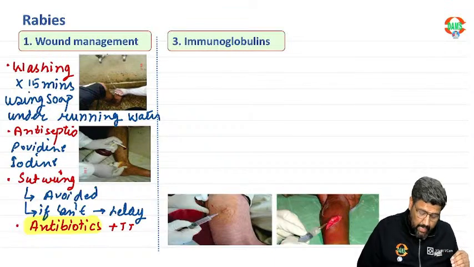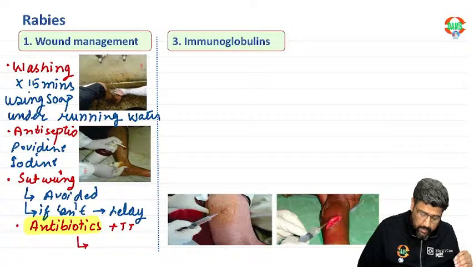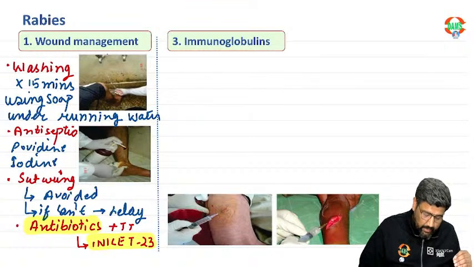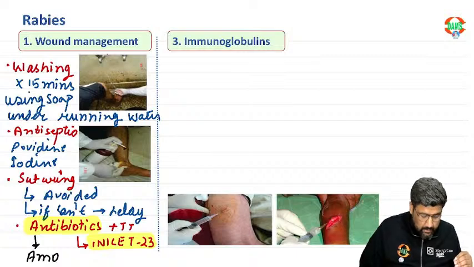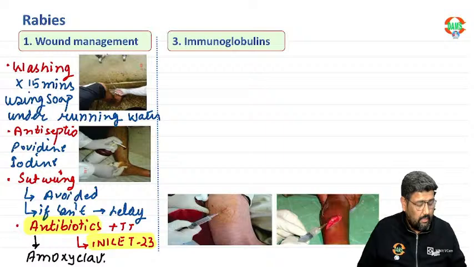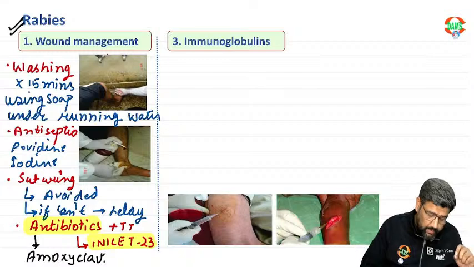But this question came in INICET 23, right? This question was asked: which antibiotic should be given? Very good, Dr. Divya. So the answer is amoxiclav, right? In Government of India guidelines, they have not mentioned this, but the CDC mentions that amoxiclav should be given. Sorted, your wound management is sorted.